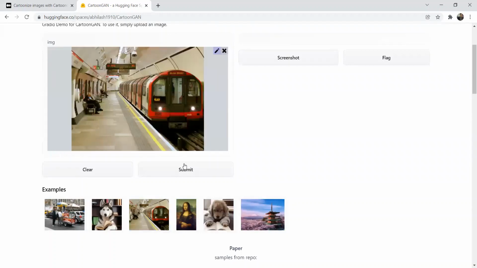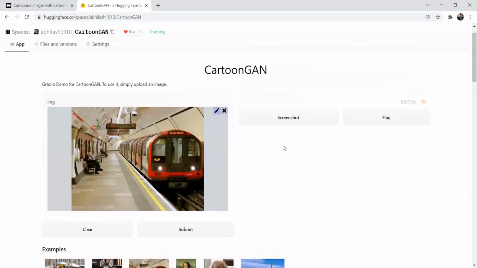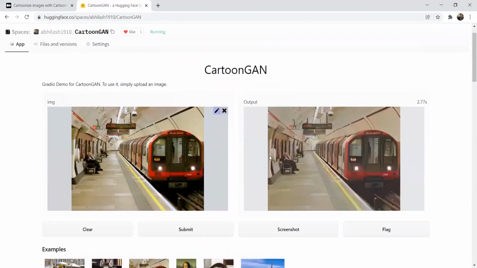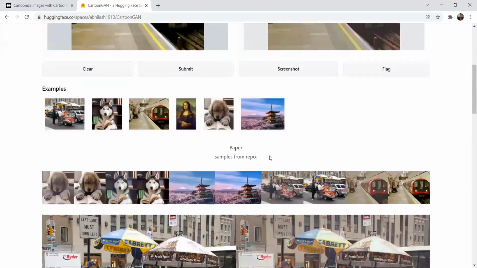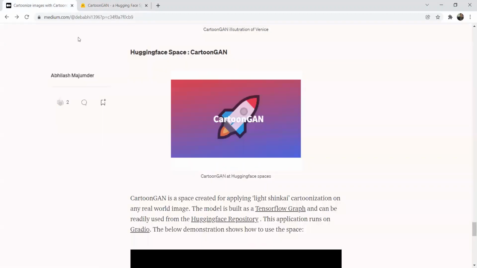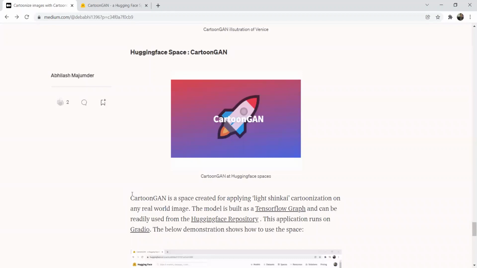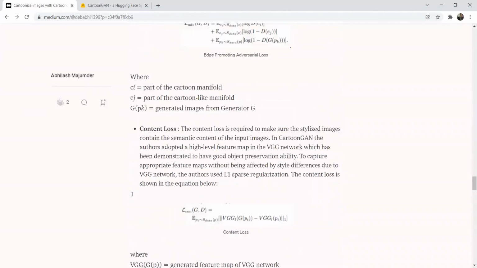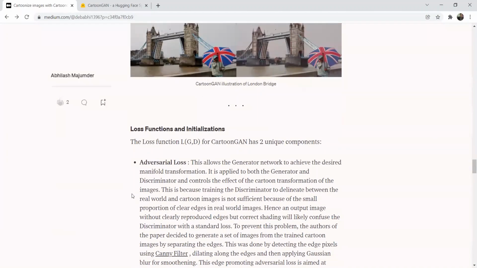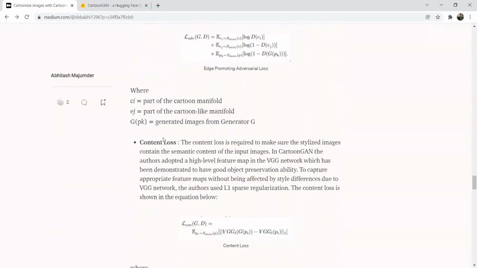We can load different pictures to see their cartoonized image versions as well. This is a Light Shinkai model which has been trained in this case, and it produces fairly good, believable cartoonized visuals. The architecture behind this module is the same architecture of CartoonGAN, having the adversarial loss as well as the content loss.